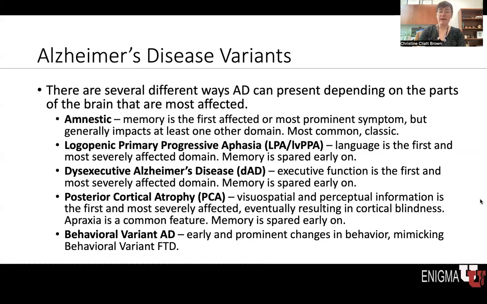Then there's something called behavioral variant AD as well. This is where Alzheimer's disease causes pretty early and prominent changes in behavior, sometimes mimicking something called behavioral variant FTD, a similar sort of pattern of impairment where the main problem is behavior, but the underlying cause is frontotemporal dementia rather than Alzheimer's disease.